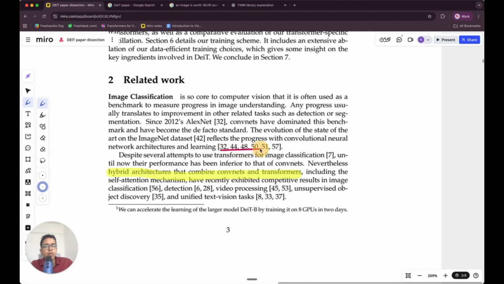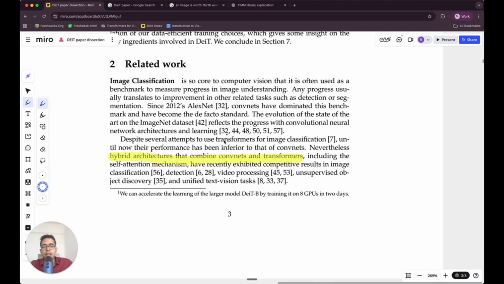I am not going to look at which these papers are, but I'm pretty sure they are probably ResNet, VGG, AlexNet, and maybe EfficientNet and a bunch of other convolutional neural network architectures. Despite several attempts to use transformers for image classification, until now, their performance has been inferior to that of ConvNets. So when I read this sentence, I initially got confused.